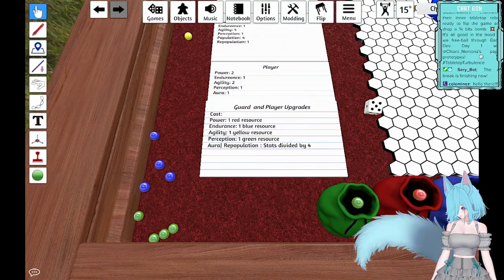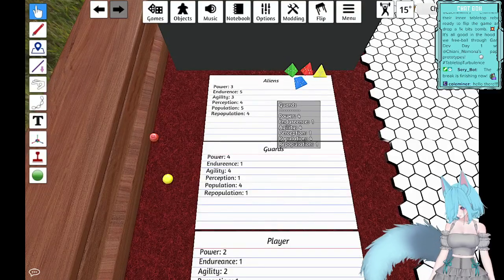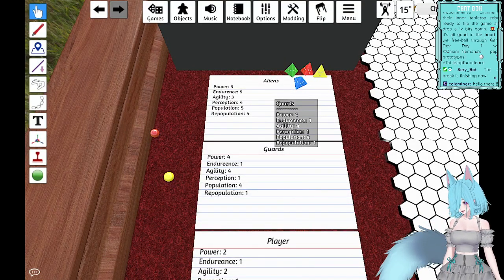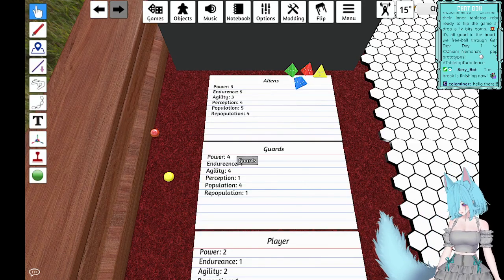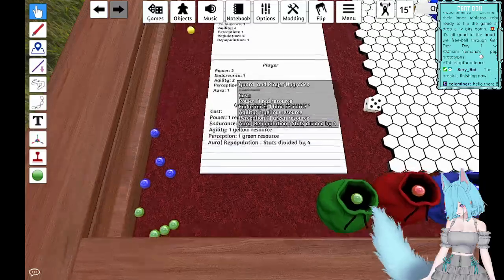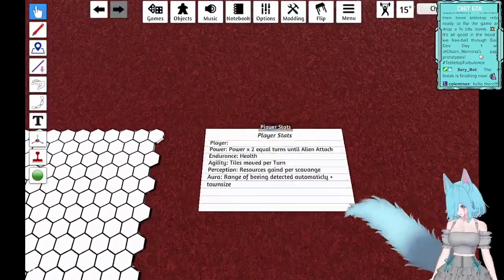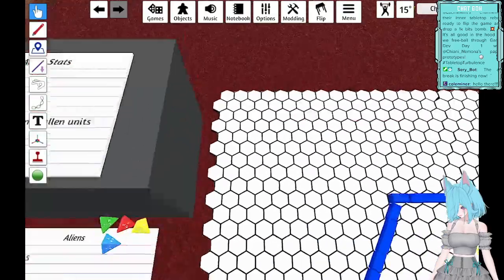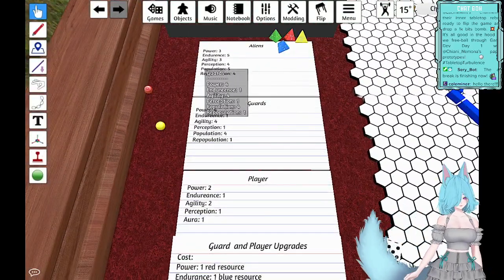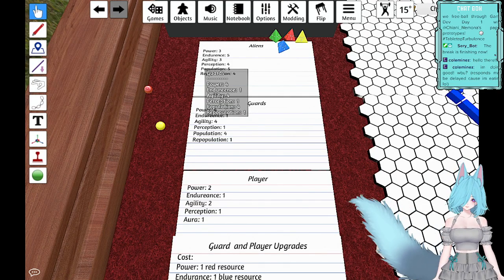Let's see. We have blue resources, which is endurance. Which I say we give them. Do we want endurance as the player? What does endurance do? It gives us health. The thing is, the guards are gonna be powerful enough to one-shot us.